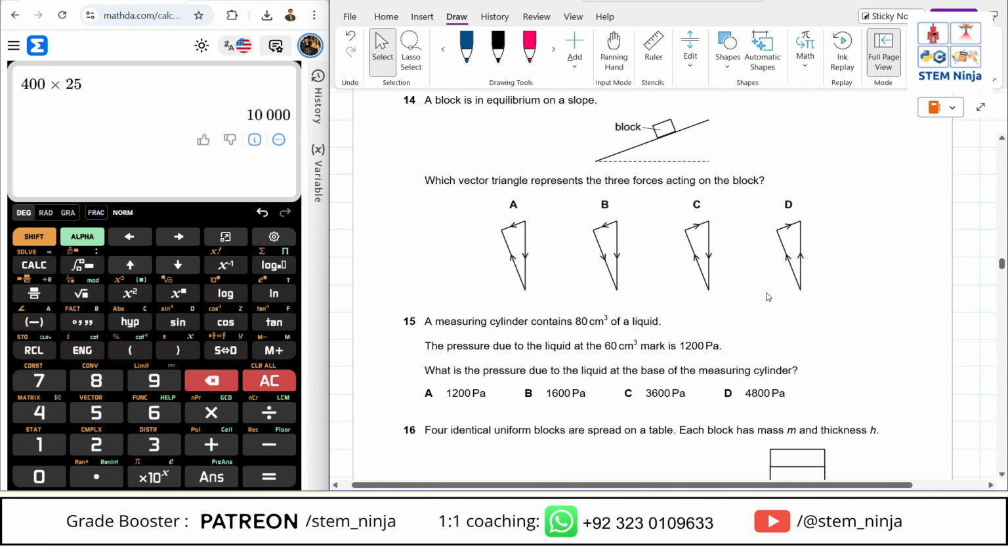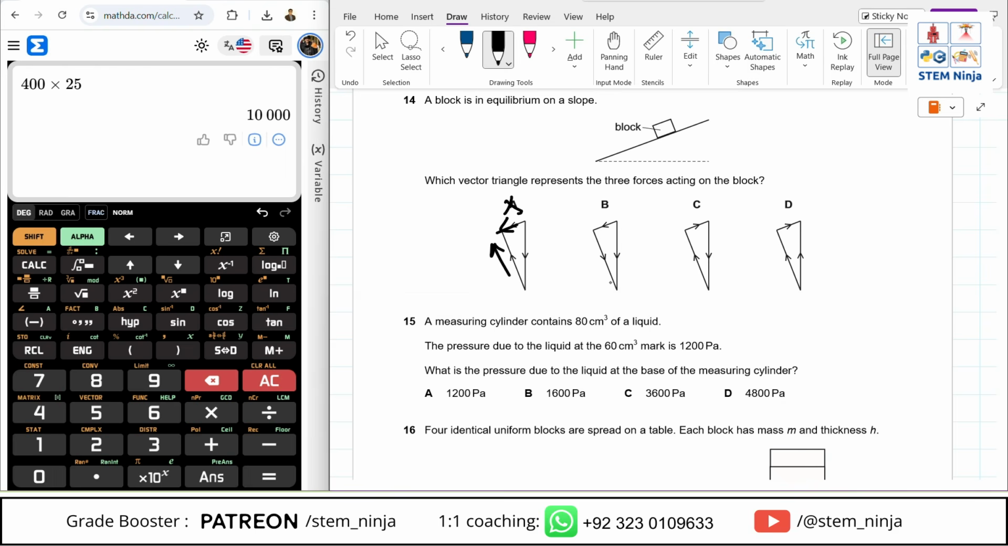Okay, a block is in equilibrium on a slope. Equilibrium means that the triangle of forces is a closed loop. That means all the arrows are in a circle. Which vector triangle represents the three forces acting on the block? So you see, this is going this way, but this is going this way, so that's not correct. A also is not a circle, it should be a circular loop. This is correct. This is also not correct.